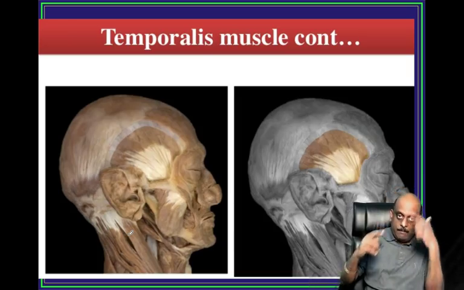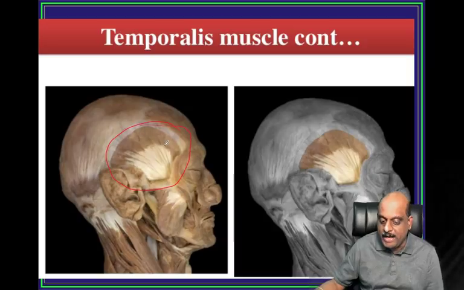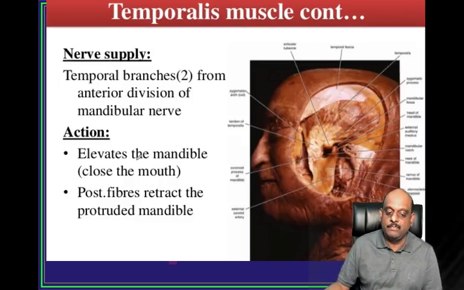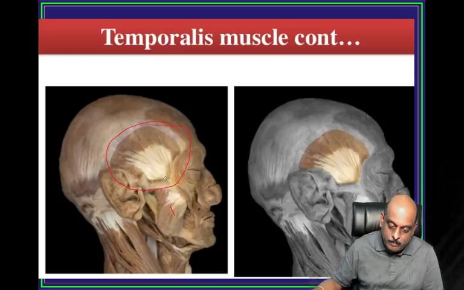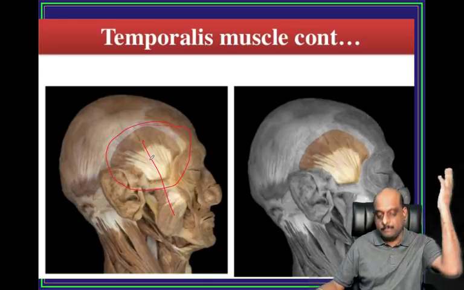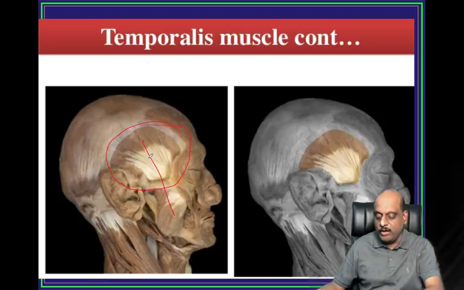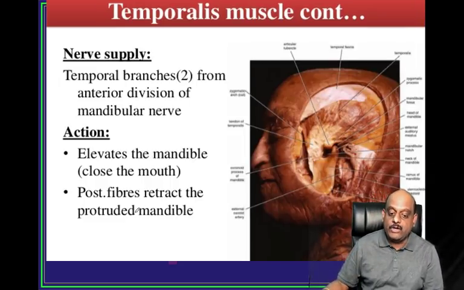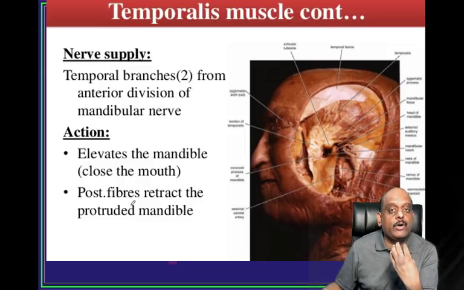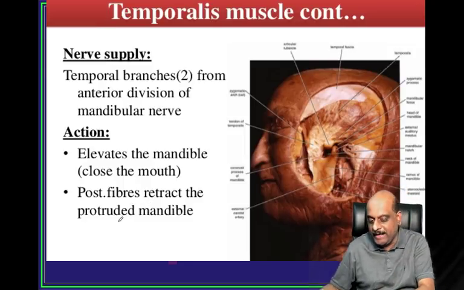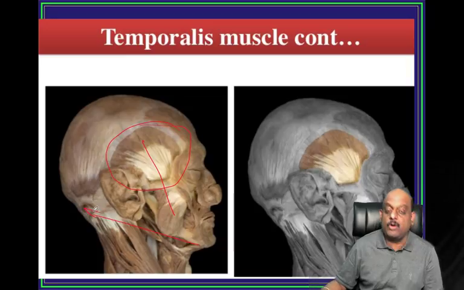Temporalis. Okay, what does temporalis do? It also elevates the mandible. Obvious no, ऊपर से खींचेगा mandible को. Chop, close the door बोल के. And it also retracts a protruded mandible. एक mandible protrude है तो उसको पीछे खींचेगा. Retraction of the protruded mandible.